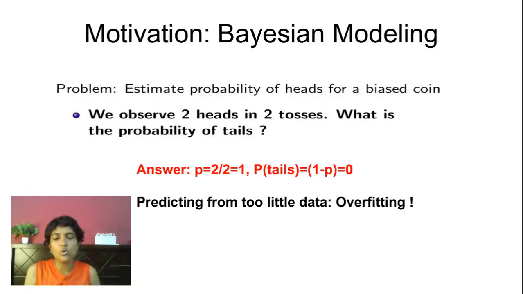Okay, so what now if we have 2 tosses and observe 2 heads? Now the probability of heads is 2 by 2, which is 1, which means the probability of tails is actually 0. But is this a meaningful answer? Probably not, because we might be predicting from too little data here. We actually might be overfitting.